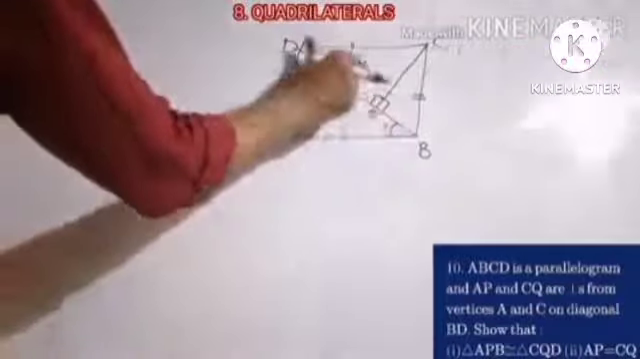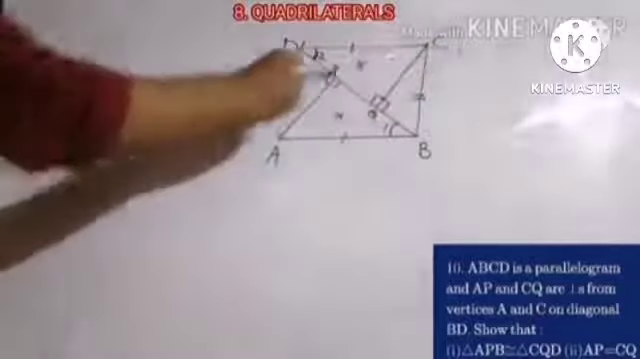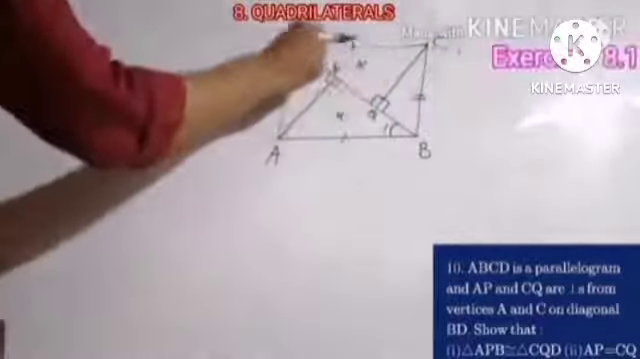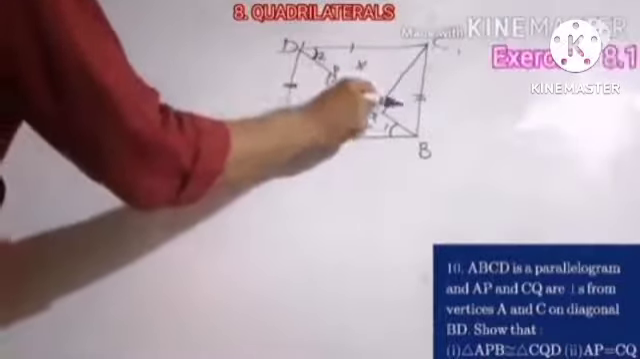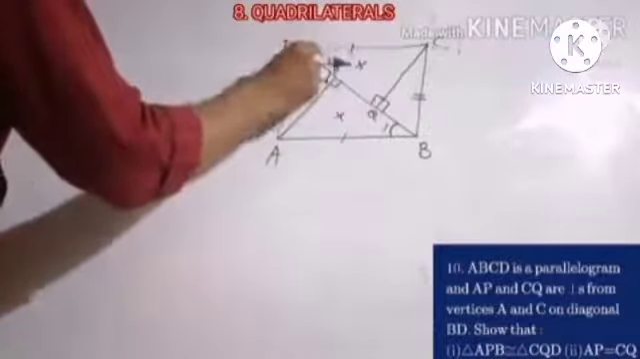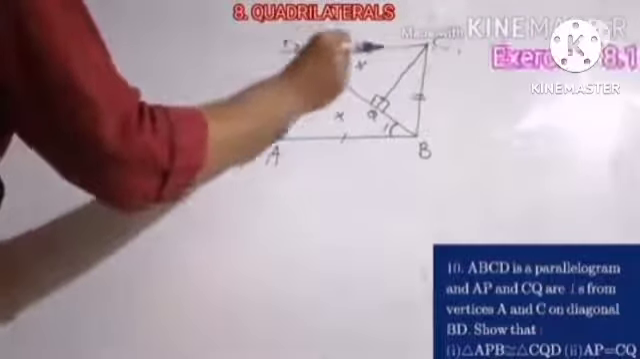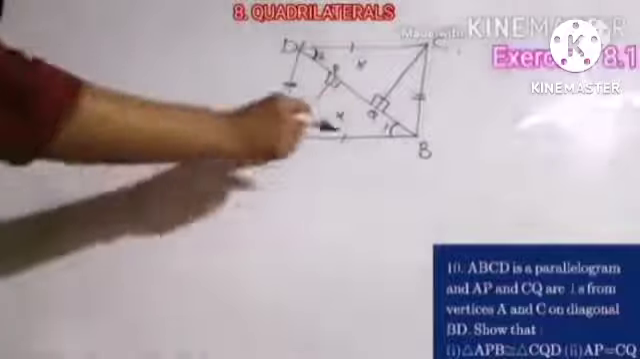Now we have two angles equal and one side, and the side is not included, because the side we use is AB and CD, and the angles are at Q and D. So this represents AAS congruency to get the triangles congruent. So let's start with triangle APB and triangle CQD.